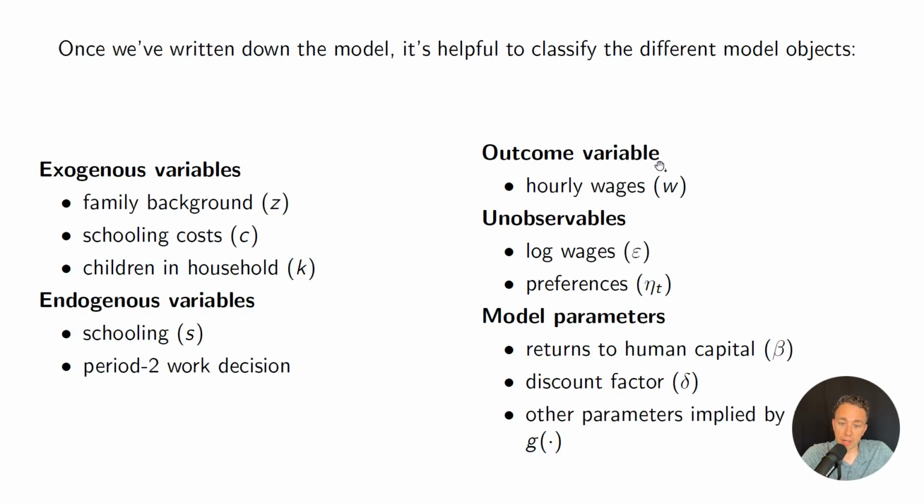And then our outcome variable is the log hourly earnings, just like we had talked about with the Mincer earnings function. And then we have some unobservables in the model. These would be the epsilon and the etas. And then we have the actual model parameters that we're either going to want to estimate or find some way to calibrate. So these would be the betas, which would be the parameters in the Mincer earnings function, as well as the discount factor and any other parameters that we need for these f and g functions, which again we haven't really specified fully, but they're sort of placeholders at the moment.